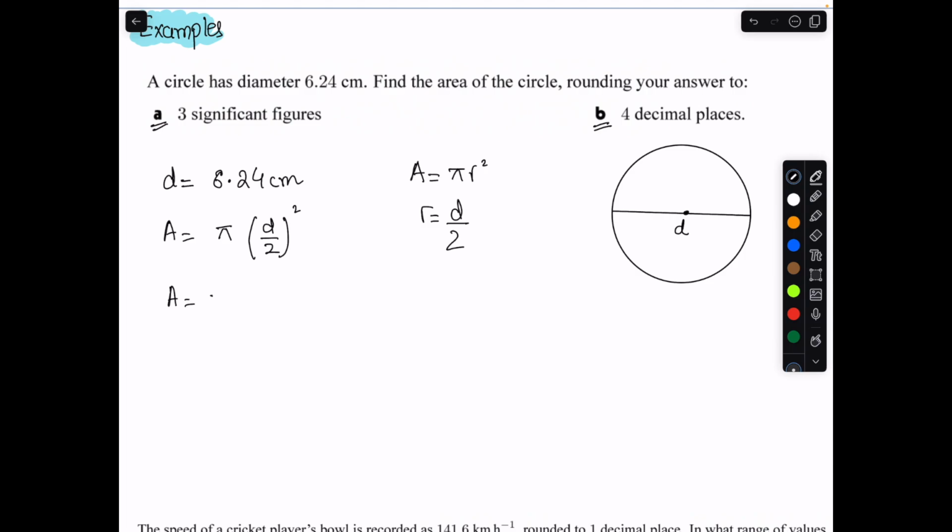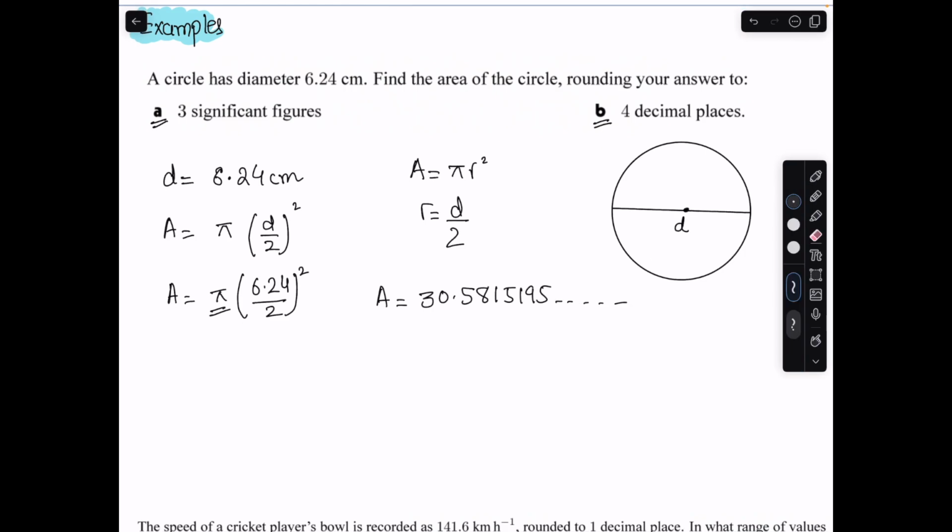So my A would be pi times 6.24 over 2, squared. If you just put it in the calculator, remember always to use pi in the calculator. Do not use 3.14, there is a built-in irrational number pi in all calculators. Try to use that. So our answer for the area comes to 30.5815195 and so on.